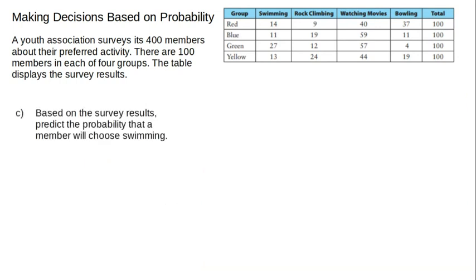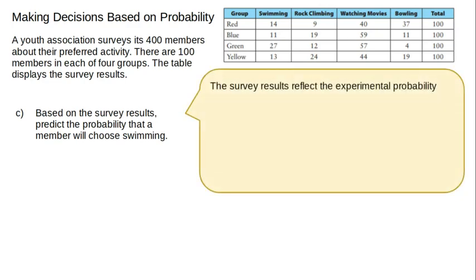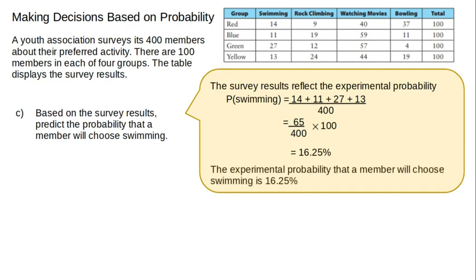Let's continue this. Based on the survey results, predict the probability that a member will actually choose swimming. Well, the survey results reflect the experimental probability. That means that the probability of swimming is the total number of people that chose swimming divided by 400. So 65 divided by 400 times 100 to give us the percent would be 16.25%. The experimental probability that a member will choose swimming is 16.25%.